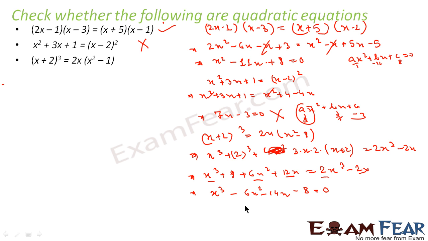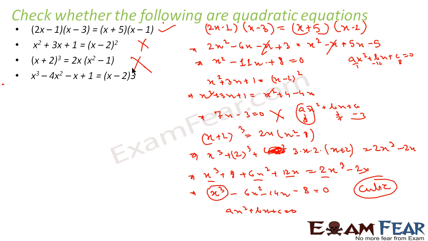If you compare this with ax square plus bx plus c is equal to 0, there is one more component, x cube, and we know that for an equation to be quadratic, the maximum power is 2. This is not quadratic. This is what? This is a cubic equation. Why? Because the maximum power is 3. So this is also not a quadratic equation.